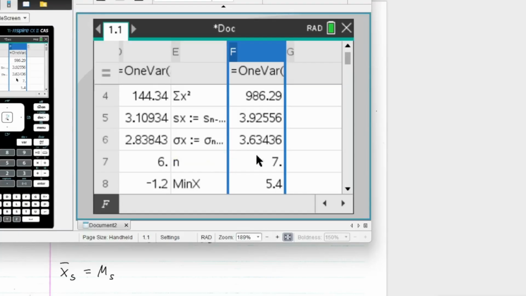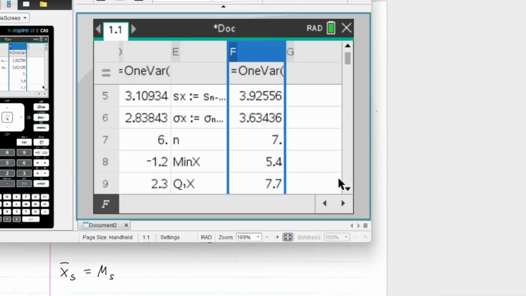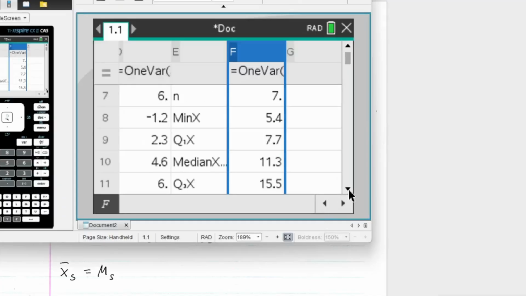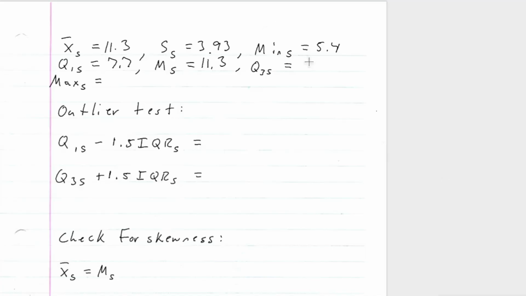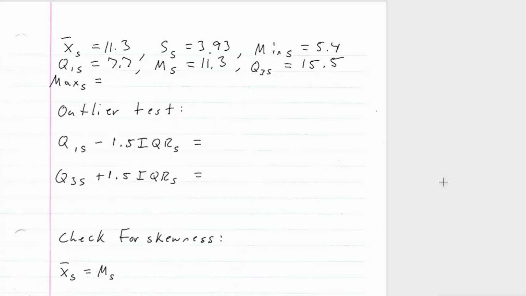Quartile 1, 7.7. The median, 11.3. Quartile 3, 15.5. And max is 16.5.